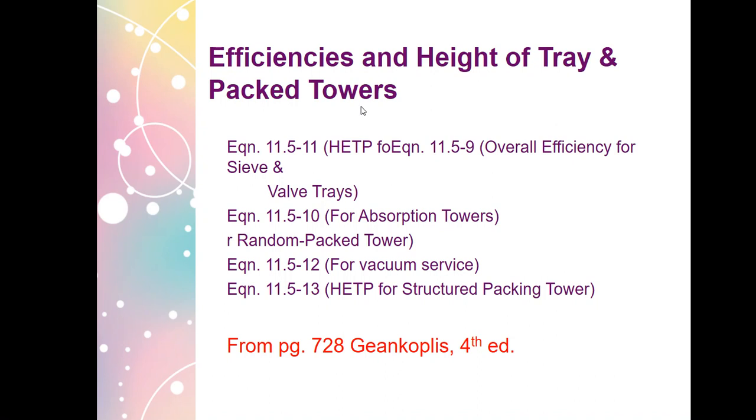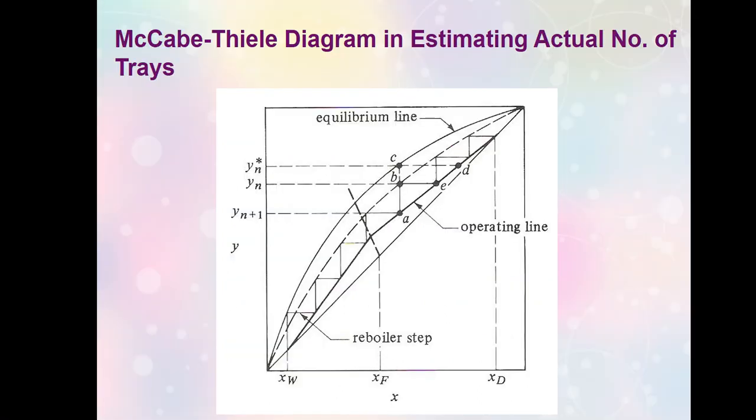As for efficiencies and height of tray and packed towers, take note of how efficient and how high your tray and packed towers are. There is this set of formulas available in Perry's, specifically for each particular type of service or tower. So please look into this. If it's not available in your handbook, kindly look for the equivalent. If an equivalent is not available, then you may write it in your handbook, because anyhow, it's just a formula.